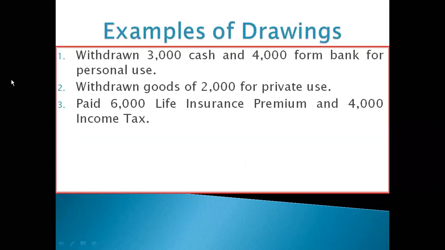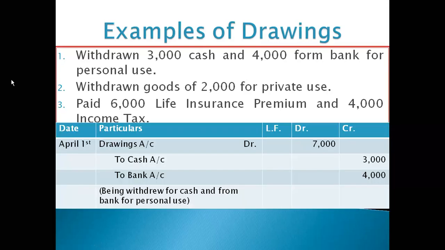So examples of drawings are withdrawn 3,000 cash and 4,000 from bank for personal use. The entry would be drawings account debit to cash account and bank account. So the total amount, that is 7,000, is debited to drawings, and the leftover amounts are recorded in cash account and bank account. That is 3,000 and 4,000. So the narration would be being withdrew cash and from bank for private use or personal use.